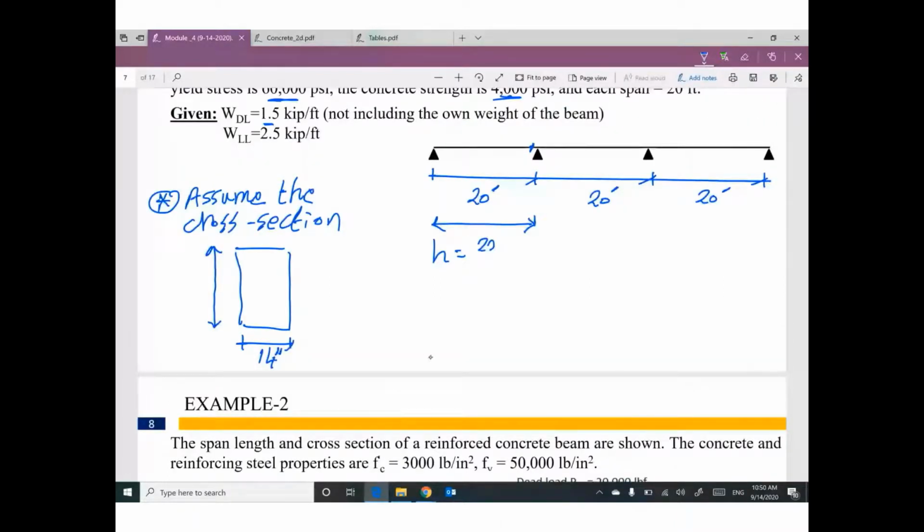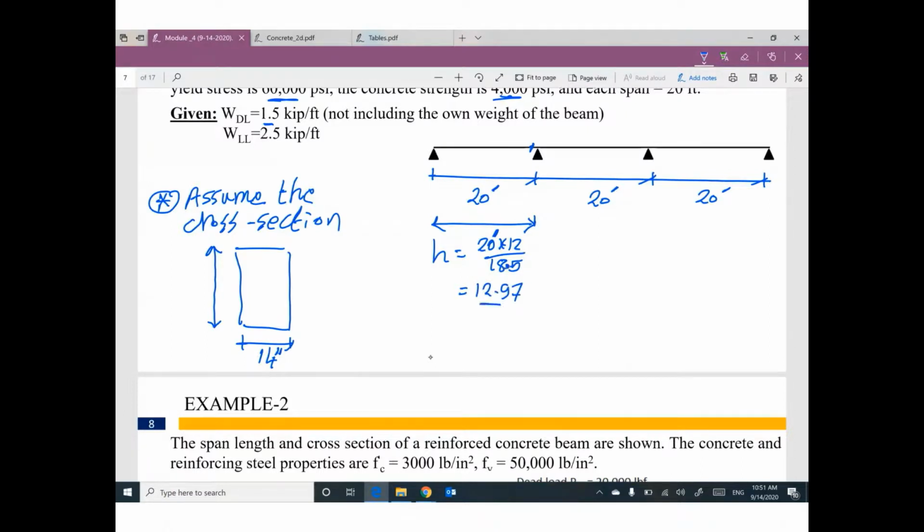Don't forget this one is in feet. I multiply it by 12 to be in inches. This one will be 20 times 12 divided by 18.5. This one will be 12.97. Please don't go below this number.